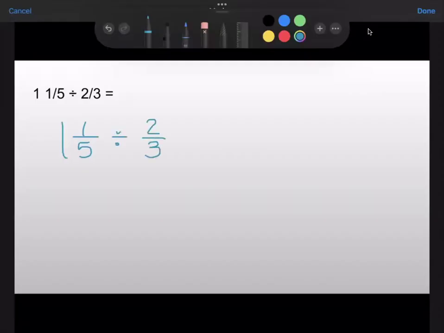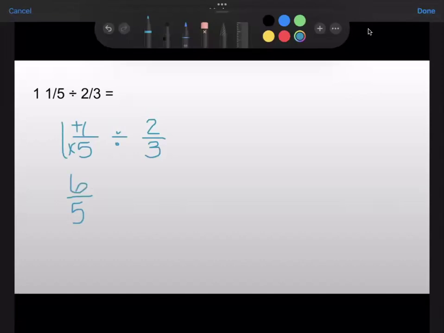So now before we use keep, change, flip, what I want to do is turn that mixed number 1 1/5 to its improper fraction form. To do that, I'm going to keep it over 5. So I'll keep the denominator the same. But to find the new numerator, I would need to take the denominator, multiply it by the whole number, and add the numerator that's already there. That means I'm going to do 5 times 1, which is 5, and then add 1, which is 6.